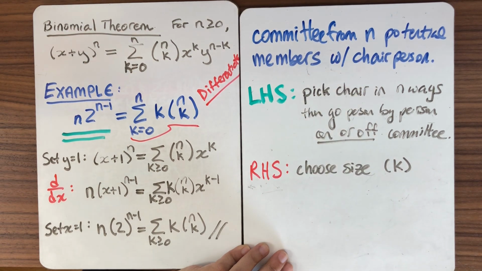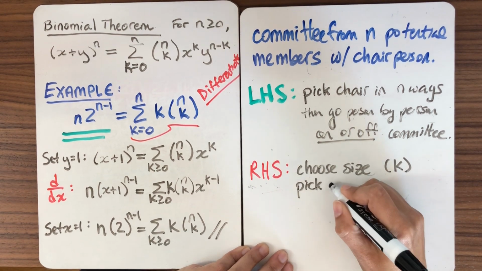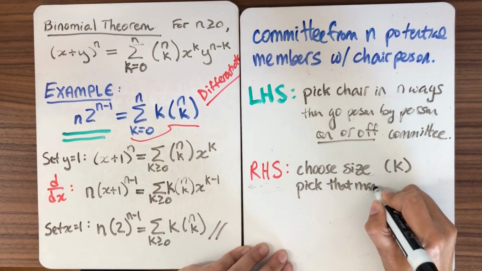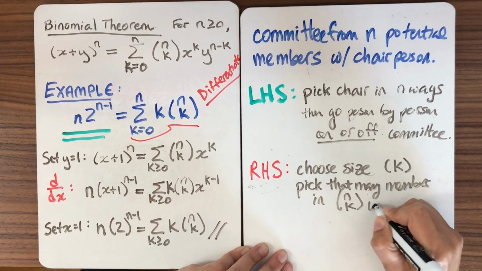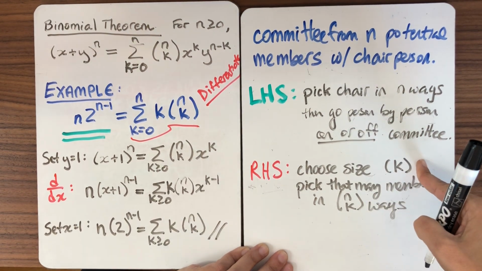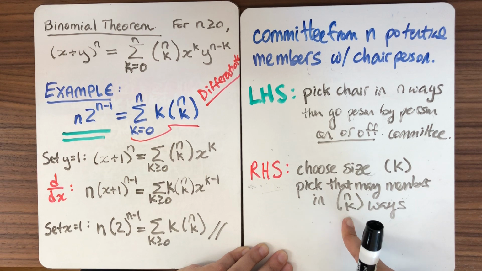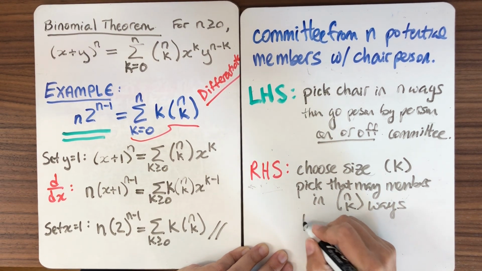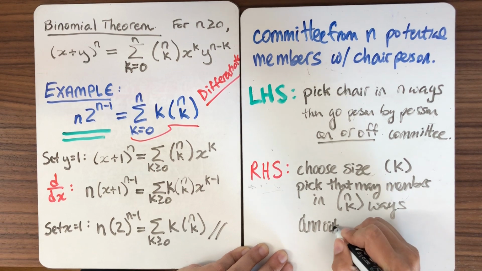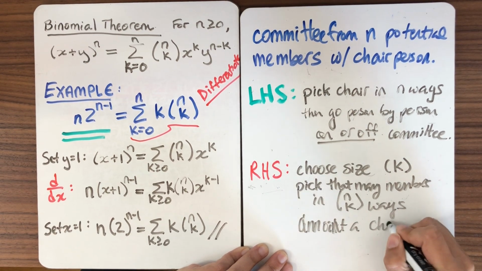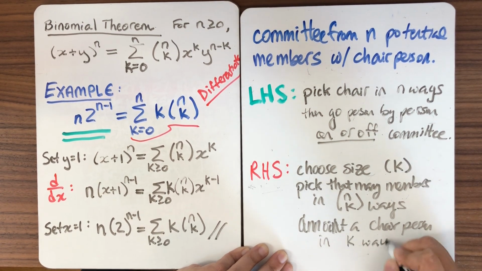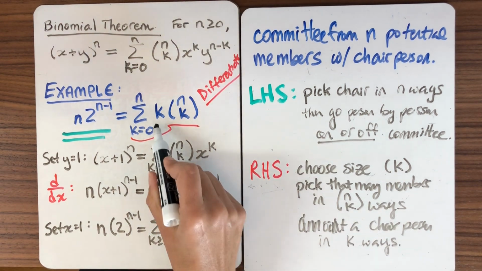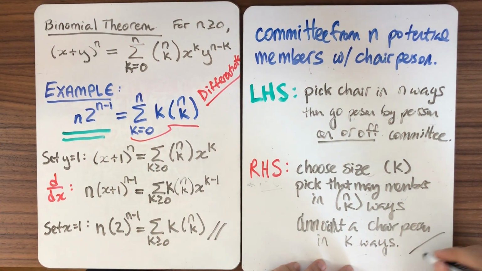So we're going to choose the size, and then we're going to do n choose k, and we're going to pick the people. So pick that many members in n choose k ways. Here, choose a size means we're summing over k. We take n choose k ways. And now anoint a chairperson in k ways. We now have a committee with k people on it. We choose which one will be the chairperson in k ways.